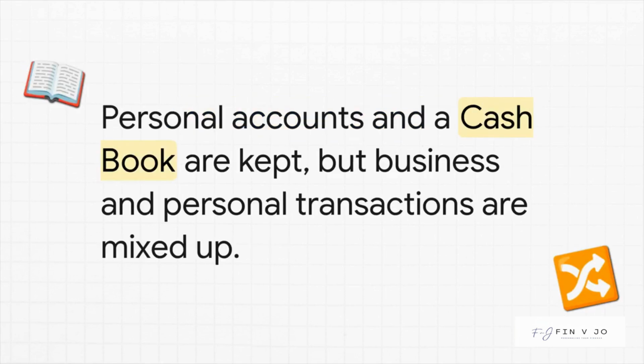The second type is simple single entry. Here, personal accounts are kept, but we also get a cash book. Now, having a cash book is definitely a step up, but it comes with a massive trap for our detective work. In this system, business and personal transactions are frequently just all mixed up together in that same cash book. Imagine trying to untangle a store owner's personal grocery money from the shop's actual daily earnings. It makes calculating the true business profit an absolute headache.